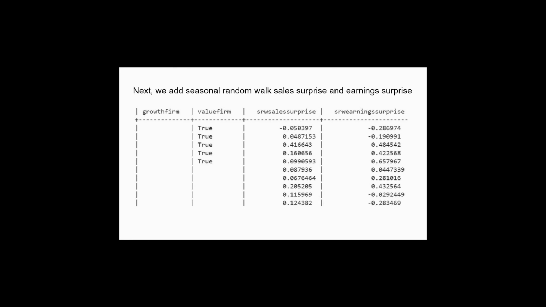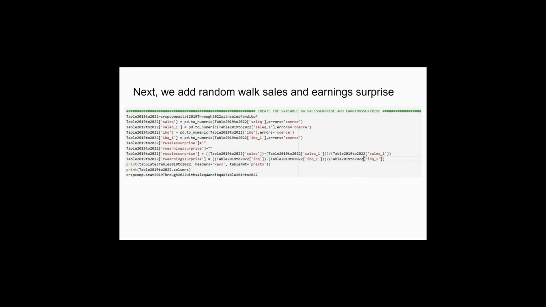And you can see this is like 5%. It's not percentiles multiplied by 100, but it's 0.05, so negative 5%. So here, Coke's sales went down by 5%. And here their earnings from a year ago went down 28%. Okay. And then, in the third quarter, 3 quarters later, their seasonal random walk sales grew by 41% and their earnings grew by 48%.